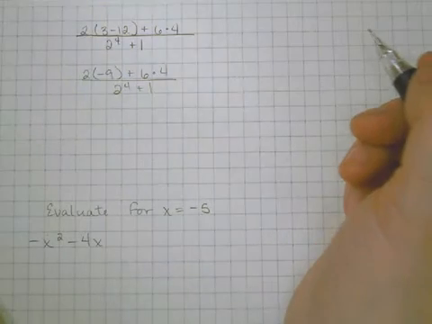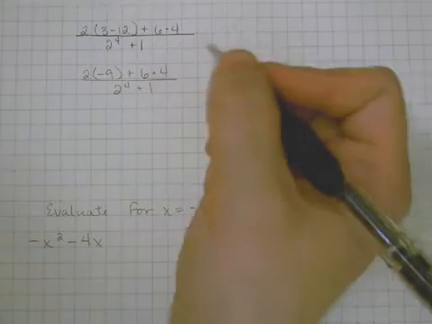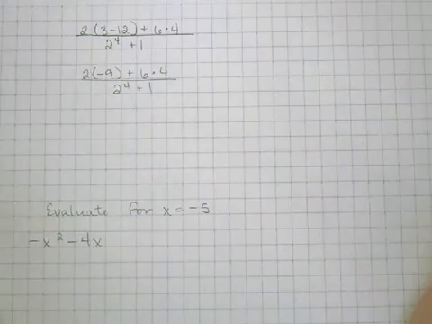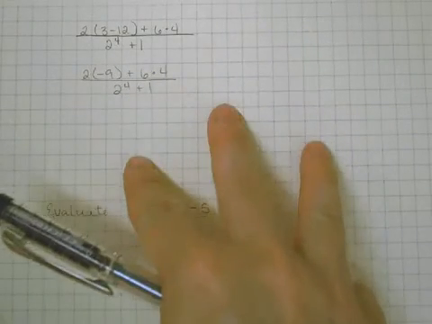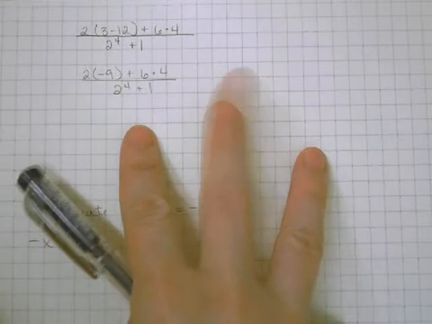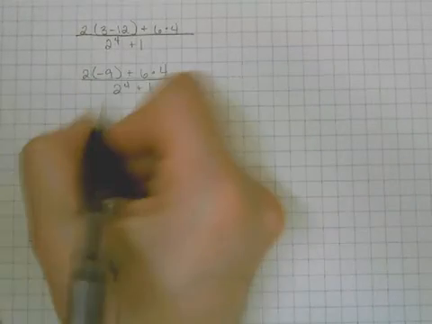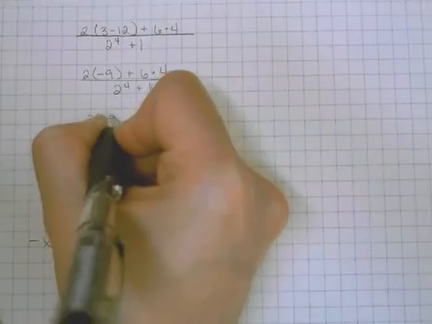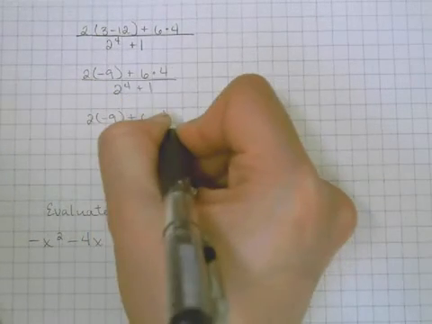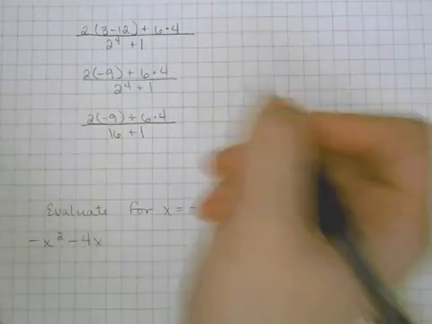My next step is exponents. 2 to the 4th is 2 times 2 times 2 times 2. Sorry, 2 times 2 is 4 times 2 is 8 times 2 is 16. So 2 to the 4th is 16. So 2 times negative 9 plus 6 times 4. So that's just me dropping down this from here to here. And then 16 plus 1.